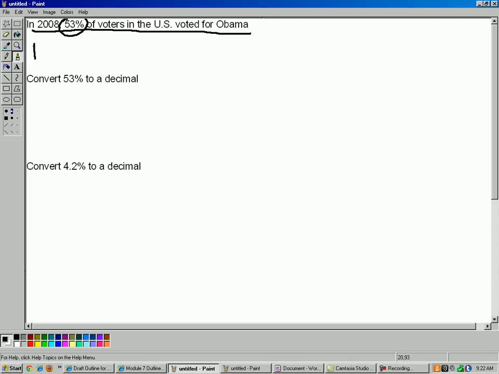Let's look at the word percent, first of all. You could think of the word per as meaning out of. Think of the word cent as 100, like 100 cents in a dollar. So 53% literally means 53 out of 100. So for every 100 people who voted in the 2008 election for president, 53 of them voted for Obama.